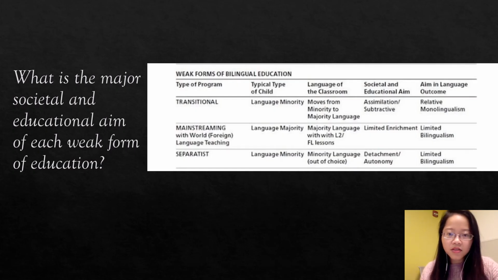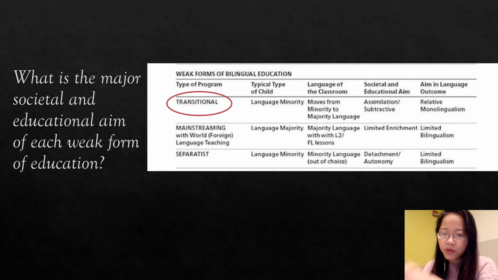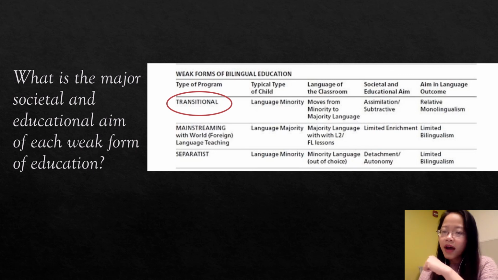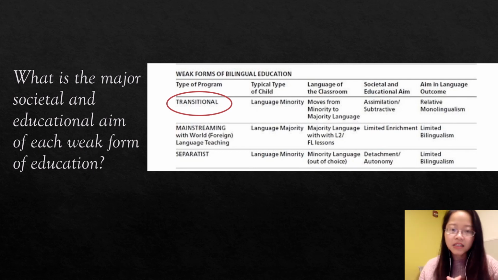Now move on to the weak form of bilingual education. So why is this called the weak form of bilingual education? Like I said, if you look at the aim of the language outcome in the far right column, you can see that it will result in relative monolingualism, but now it has increased a little bit. It can help the student to have limited bilingualism or static maintenance. Do you remember? Limited bilingualism or static maintenance.